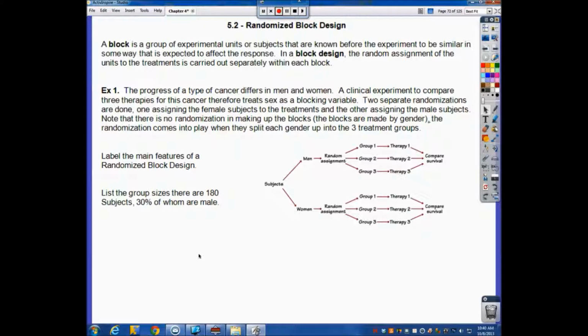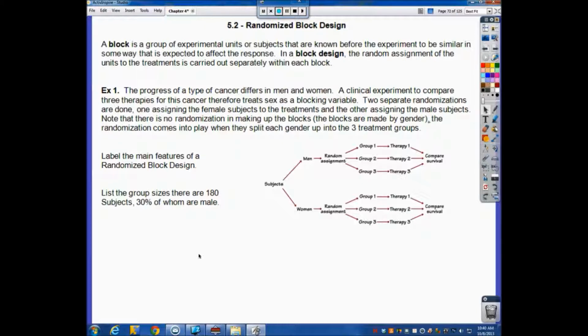2 separate randomizations are done, one assigning the female subjects to the treatments and the other assigning the male subjects. Note that there is no randomization in making up the blocks. The blocks are made by gender. The randomization comes into play when they split each gender up into the 3 treatments.